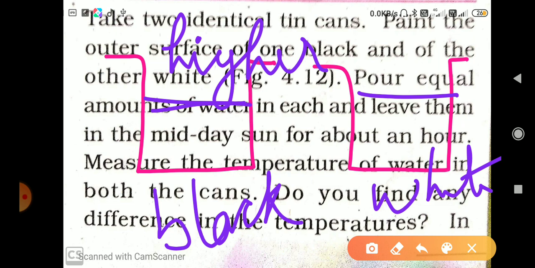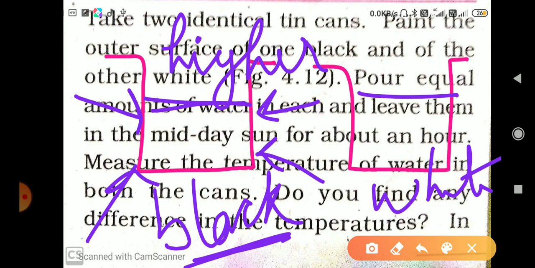Why? Because black color is a good absorber of heat. When both of these were kept in the midday sunlight, the heat absorbed by the black one will be more than the white one. That's why the water of the first one will reach a higher temperature in comparison to the other, right?